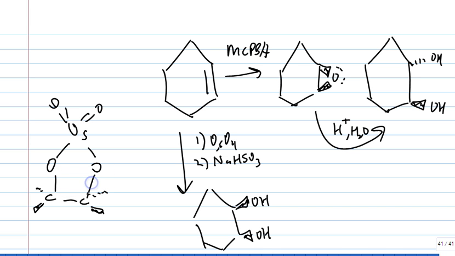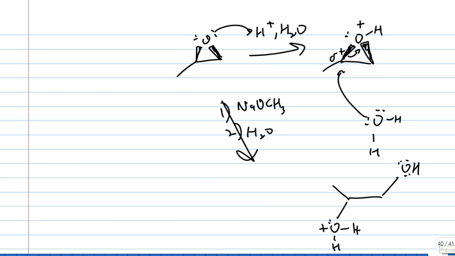You don't need to know the mechanism of this. All you have to know is that it attaches on the same side at the same time. The second step is just, this is a weak acid. Weak acids will protonate these O's basically, and eventually you get this. So if you want an anti-dihydroxylation, you have to go through these two steps. If you want a syn, you go through this one step. Alright, let's go back to the base, because that was under acidic conditions, now let's do it under basic conditions. Let's go back to our example here.